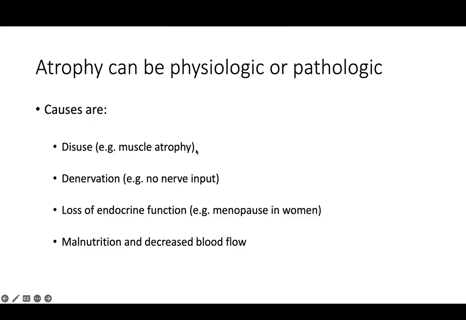You can also have atrophy related to denervation. That would be related to there being no nerve input to a particular part of the body. Oftentimes that's a muscle. Without nerve input, the muscle can't work. And without the muscle working, you can't maintain the cellular size. The loss of endocrine function, that would be reduced hormones to maintain the glandular epithelium of the uterine lining. You can also have a decrease in blood flow or malnutrition that can actually lead to atrophy. No nutrients going to the cells, they can't be maintained.